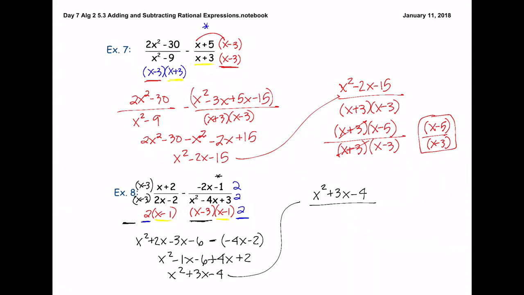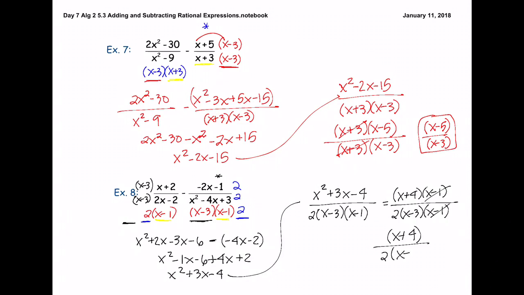Put that over our common denominator, which was 2 times the quantity of x minus 3, x minus 1. Factor our numerator, x plus 4, x minus 1. Cancel out what we have in common, so we can get rid of an x minus 1, and we have the quantity of x plus 4 over 2 times the quantity of x minus 3.